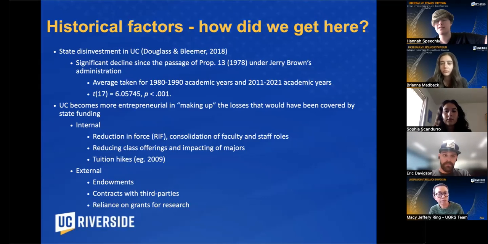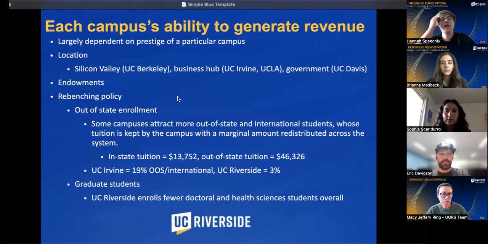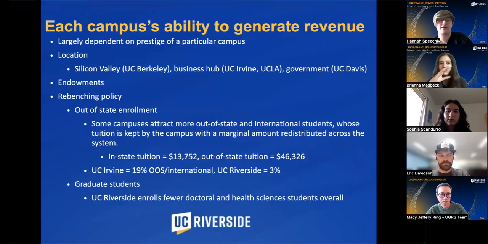They have the Lawrence Lab, so they get a lot of government funding for that, and then reliance on grants for research. Now, each campus's ability to generate revenue is largely dependent on the prestige of that particular campus. Location is a huge one. If you think about the location of each campus, would you rather be close to Silicon Valley, a business hub, close to government, or would you rather be near a warehouse in the middle of nowhere and an hour away from LA with traffic? Kind of a no-brainer for a lot of students.